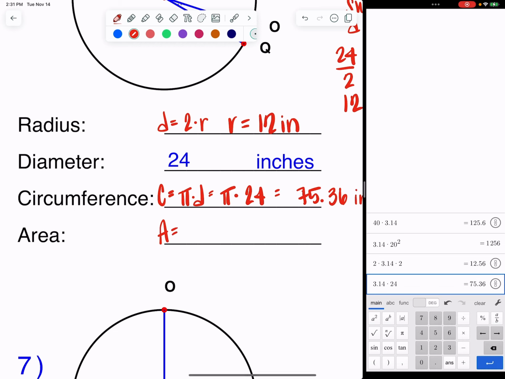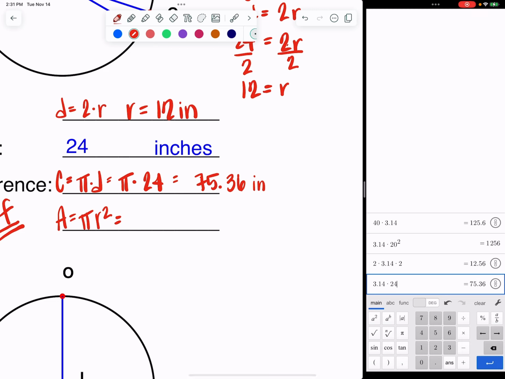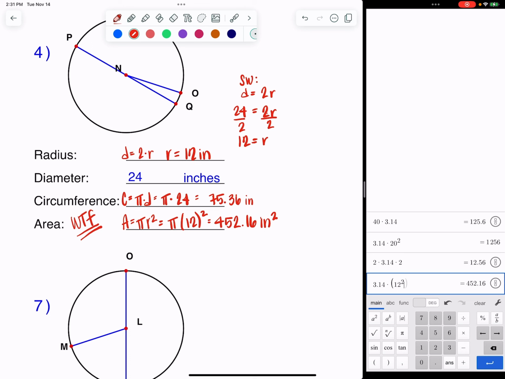The last thing we need to find is area. And I'm going to start by writing the formula. I need pi. Radius, we figured out, was 12. So then I hop over to Desmos, and I'm going to replace my 24 with a 12 squared. That gives me 452.16 square inches for the area.